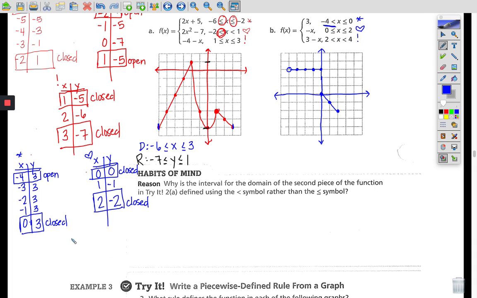Alright, and then our last one. From 2, 3, and 4. So this will be 1, 0, and negative 1. At 2, 1, it should be an open circle, and also at 4, negative 1 should be an open circle because of our inequality symbols here.